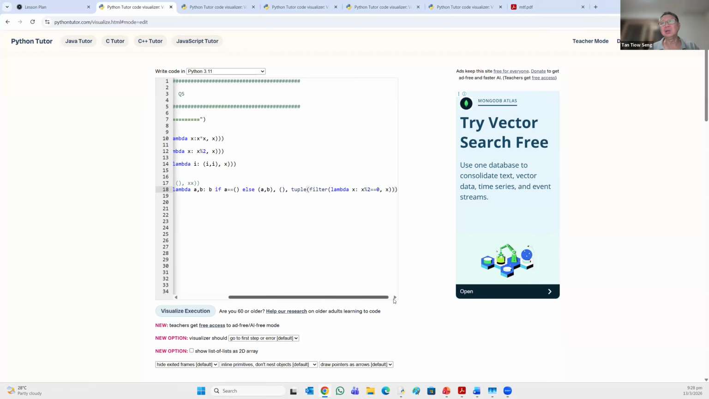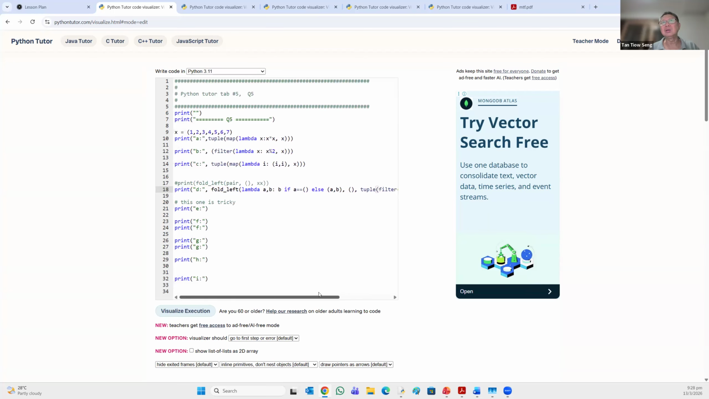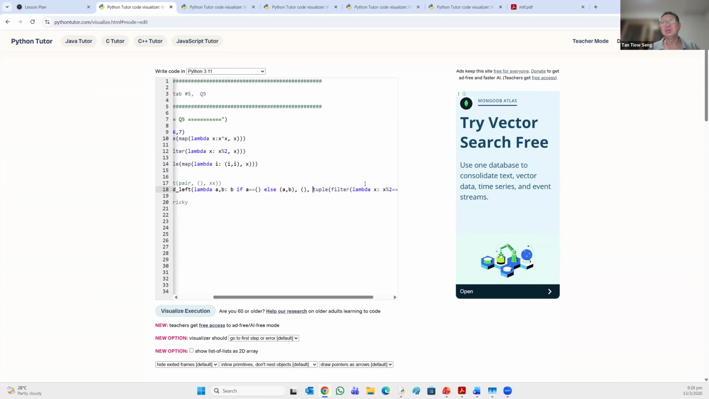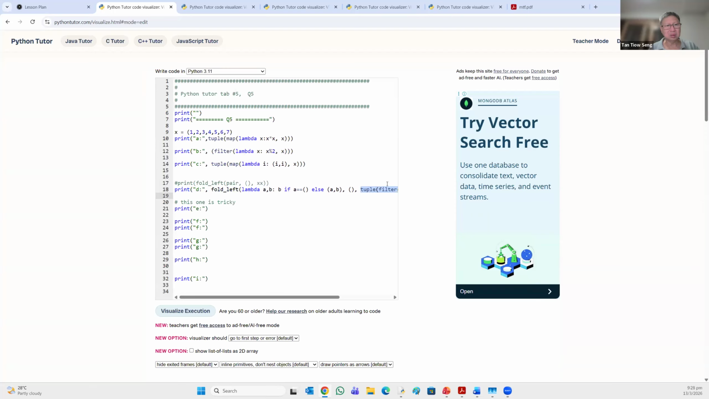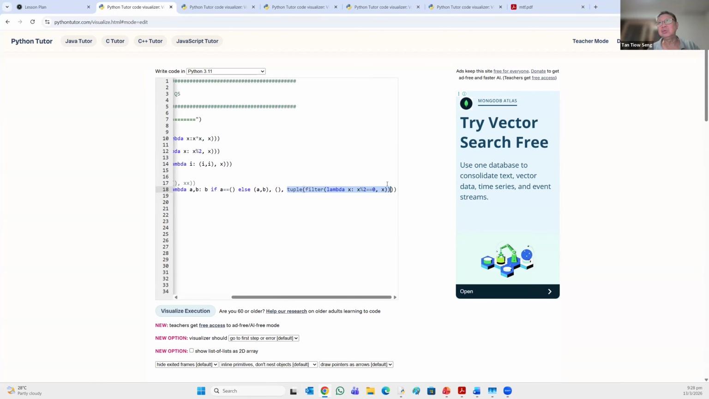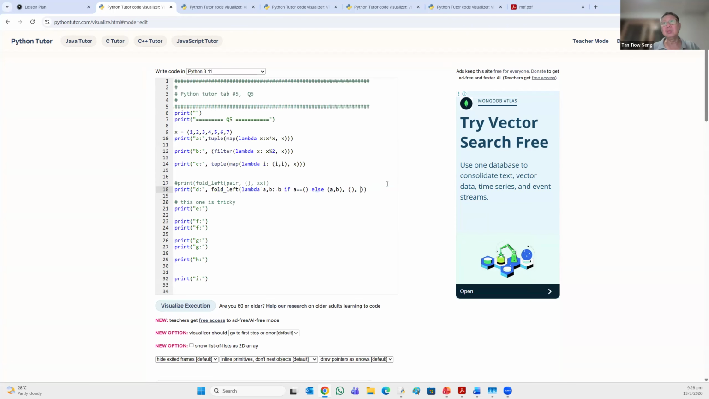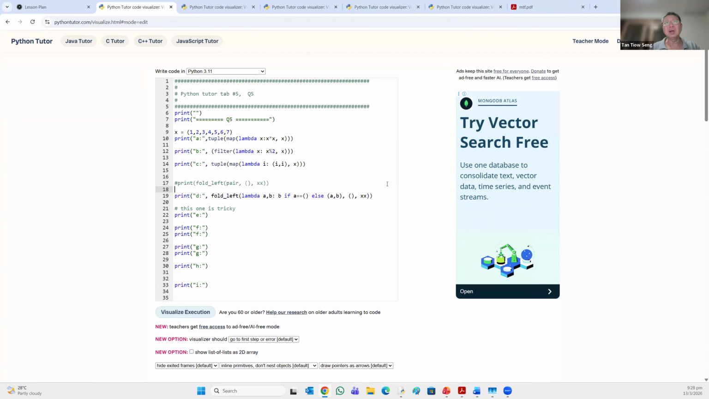Oh, it doesn't give me bigger. Okay, to make it more readable, then I should remove these two. I put XX, and my XX is equal to this. Basically, my even number.